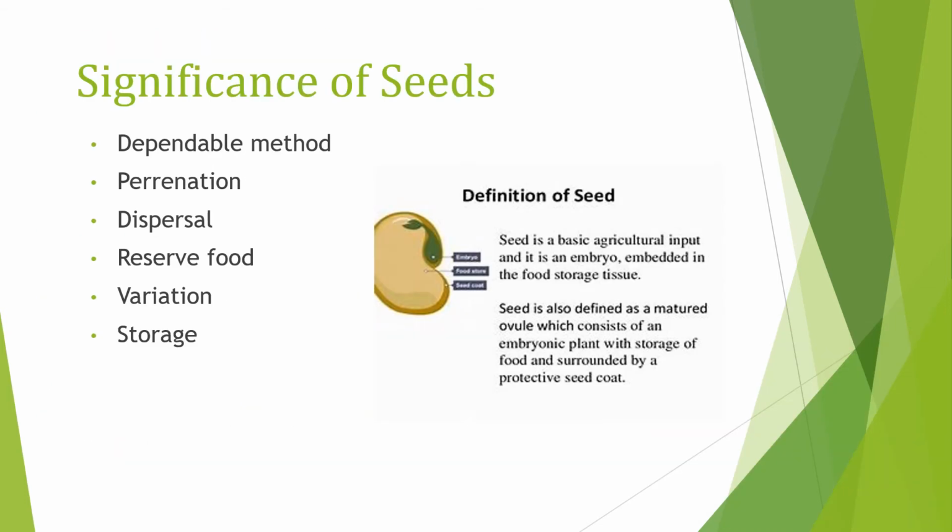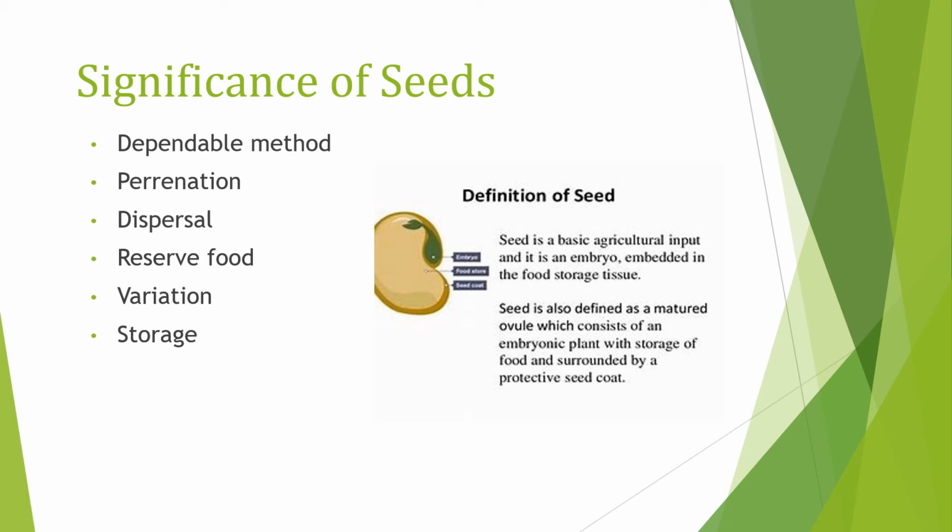Now let us study about the significance of seeds. Dependable method. Seed formation is a dependable method. This is because pollination and fertilization of seed plant does not require water. Perennation. Seeds are dry and have a dormant embryo with a thick protective seed coat. Thus, it is suitable for perennation during unfavorable condition. Next, we go to dispersal. Seeds have the ability to disperse to a new habitat.